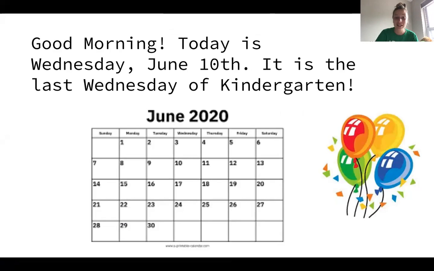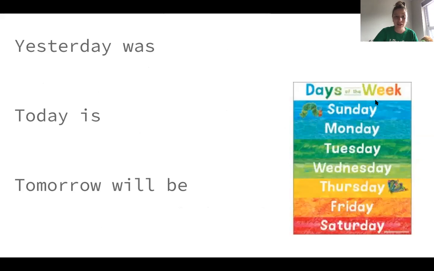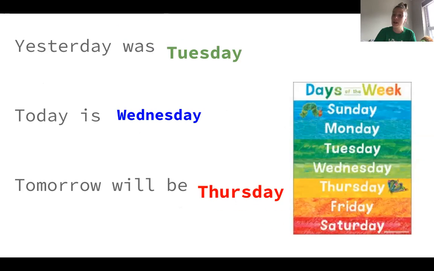We can also count to 10 by tens. 10. We could count to tens by fives, 5, 10. We could count to tens by twos, 2, 4, 6, 8, 10. All right, it is the last Wednesday of kindergarten. So, of course, today's Wednesday. That means yesterday was Tuesday. And that means that tomorrow will be Thursday.